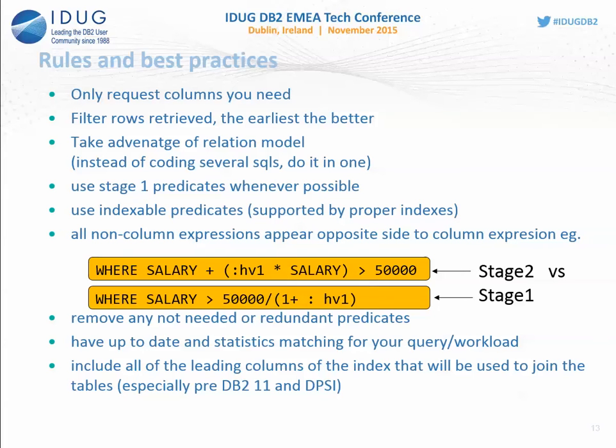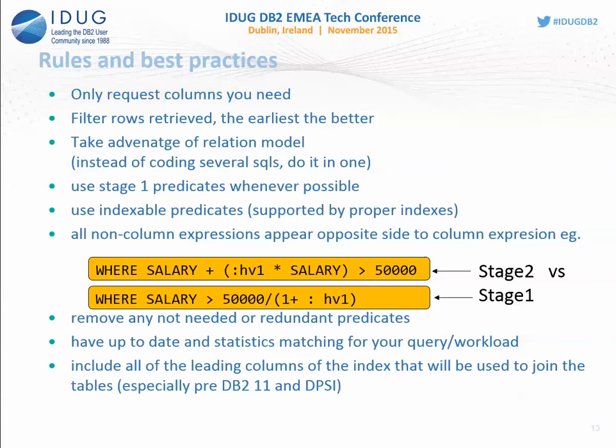You need to filter the rows as soon as possible, as much as possible. You need to take care that your data is relational model. What I mean by this is that you code your query this way, that it uses, for example, the join predicates instead of, for example, fetching the data from one cursor and the second, and then joining them in the application, which we call stage three, let's say, so outside of DB2. As I mentioned before, stage one predicates whenever possible, indexable predicates whenever possible.